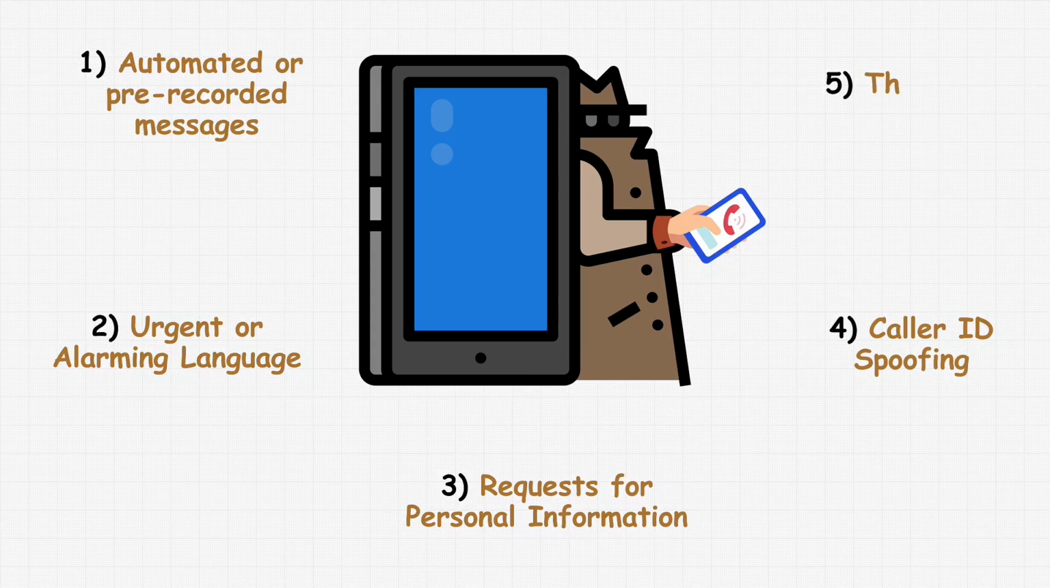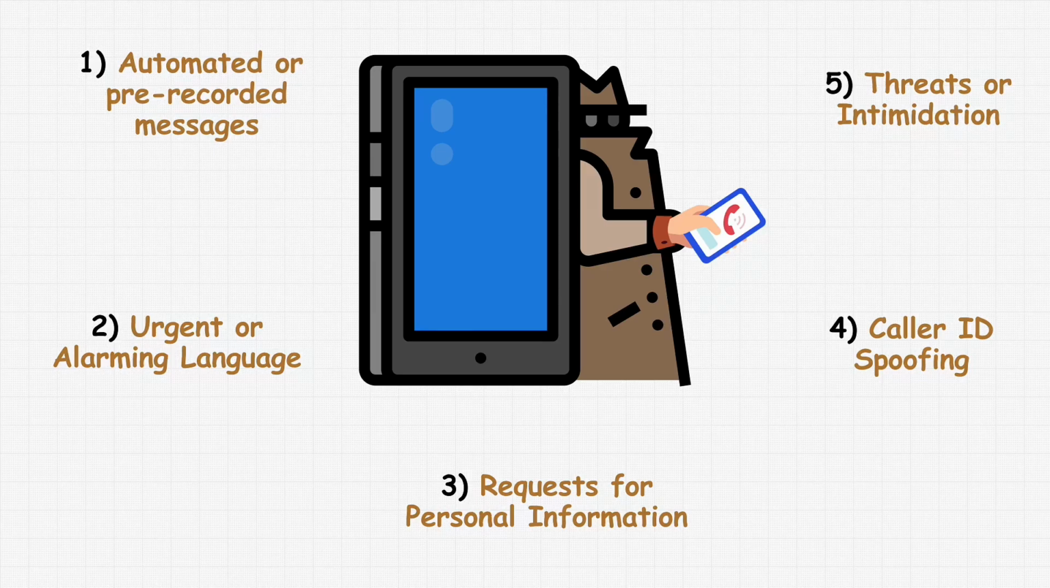And lastly, there can be threats or intimidation. Some vishing scams involve threats or intimidation tactics to force individuals into providing information or taking certain actions. For example, the caller may threaten legal action or claim that you will face consequences if you do not comply.